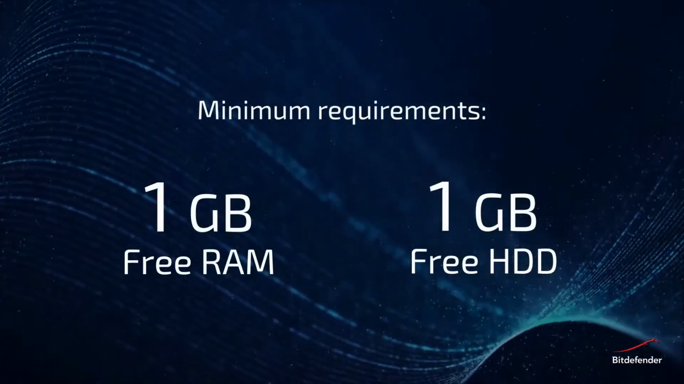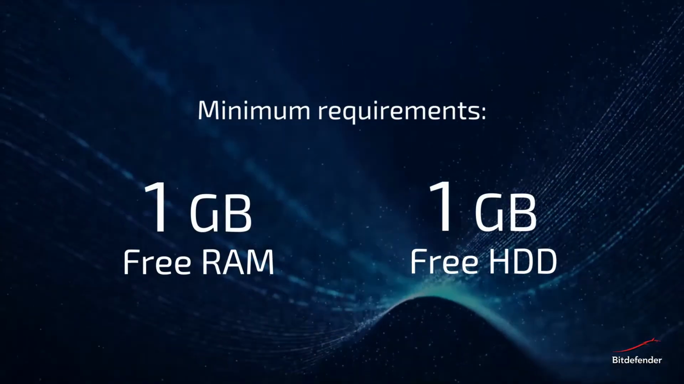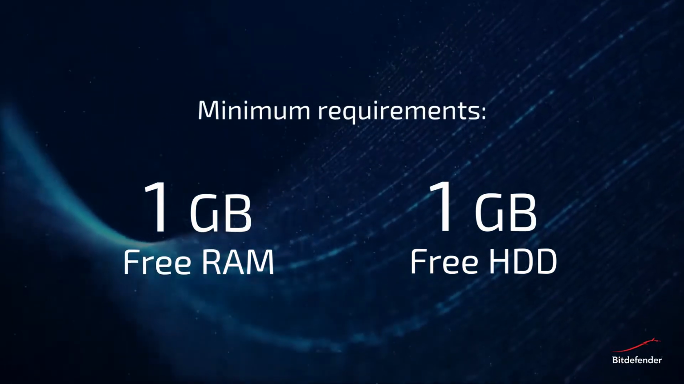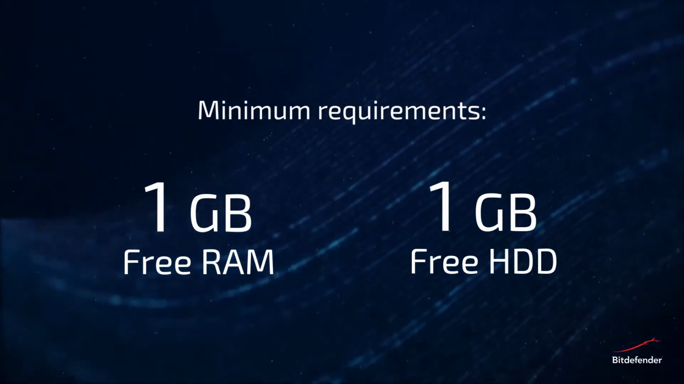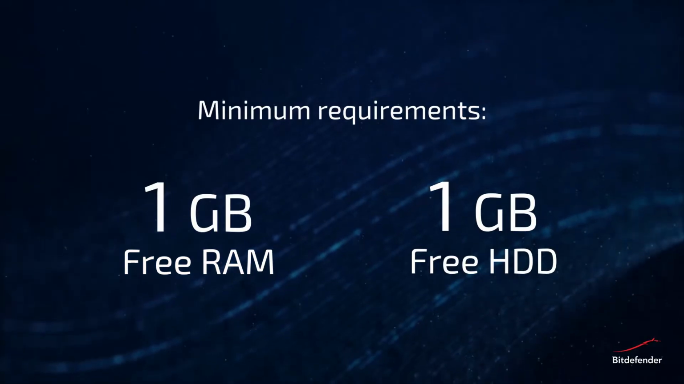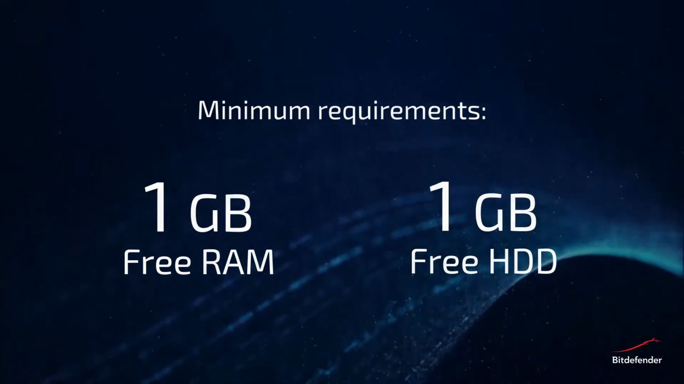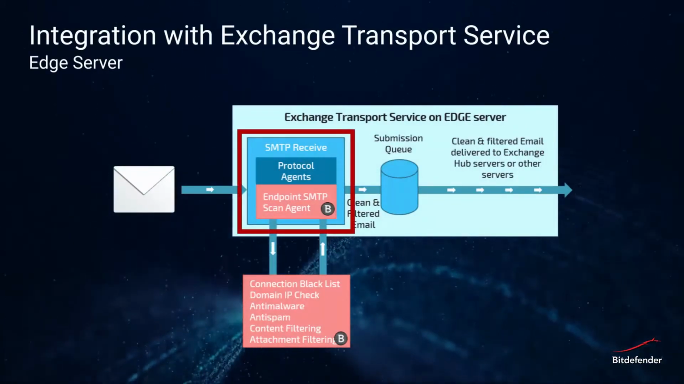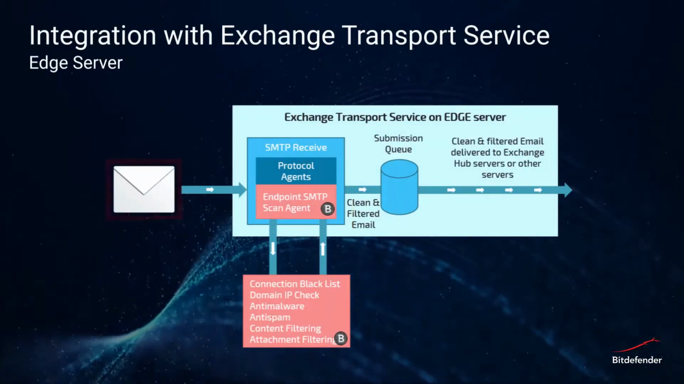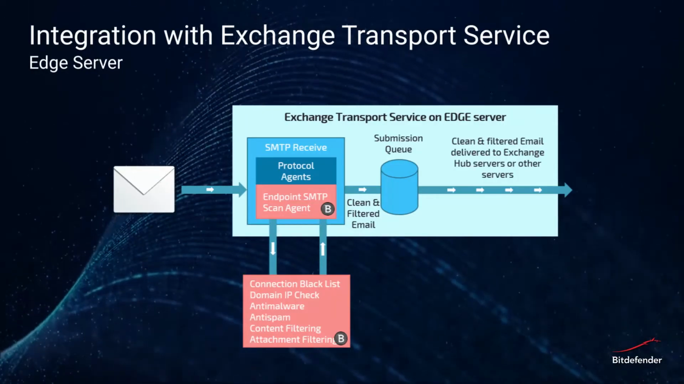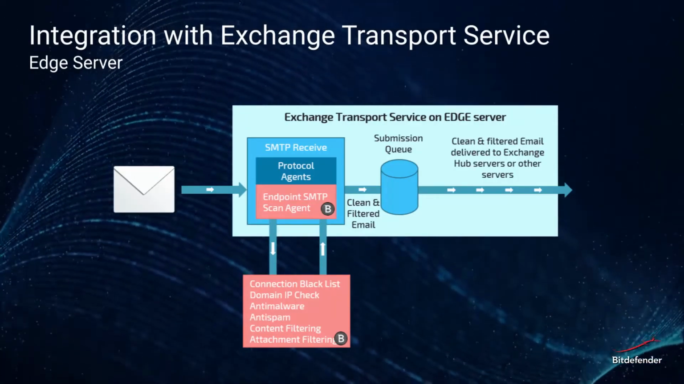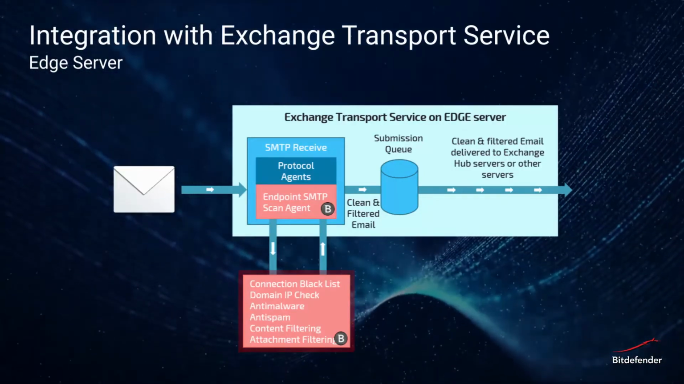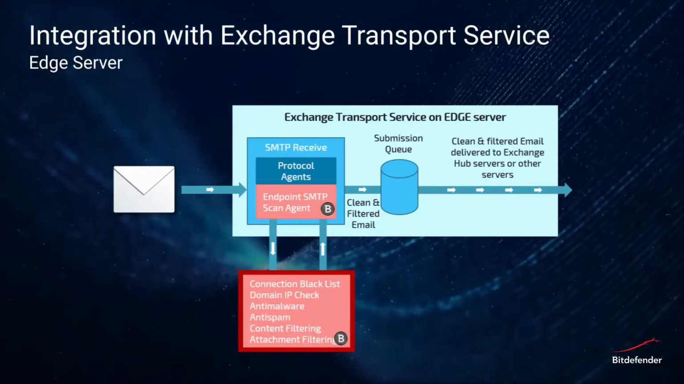Security for Exchange is compatible with any physical or virtual 64-bit server that runs a supported Microsoft Exchange Server version and role. The recommended server resource availability consists of 1 GB of free RAM memory and 1 GB of free storage space. The endpoint SMTP scan agent is installed in the SMTP receive connector, which handles the emails received by the transport service. SMTP receive passes email connection information to the endpoint SMTP scan agent, which sends it to the connection filtering module of Bitdefender Exchange Protection.